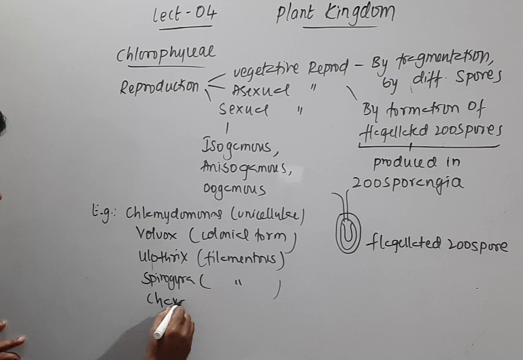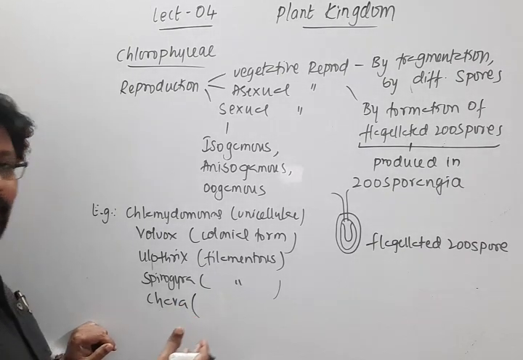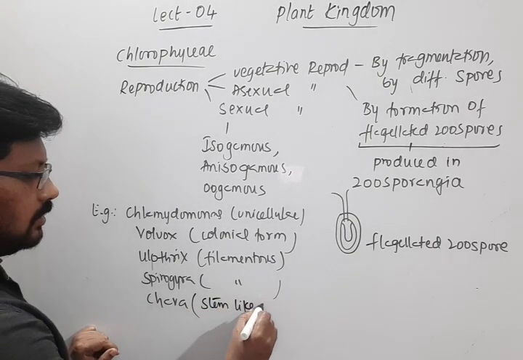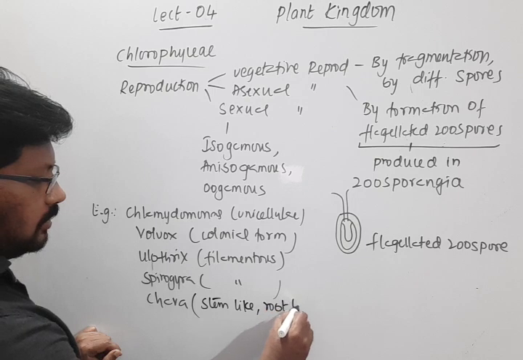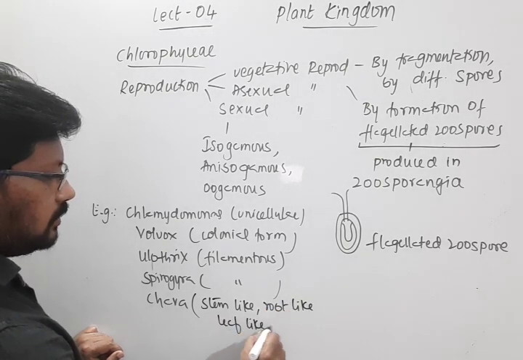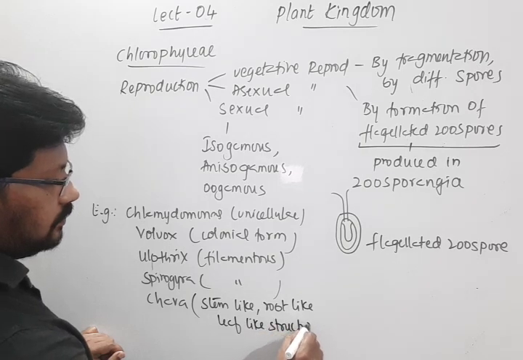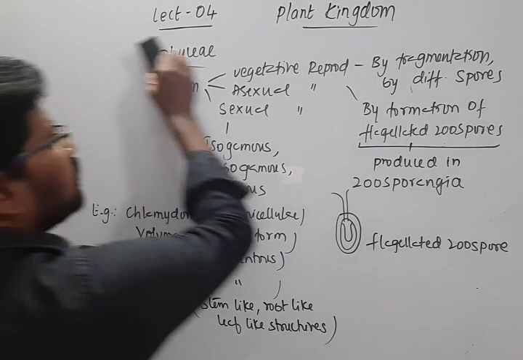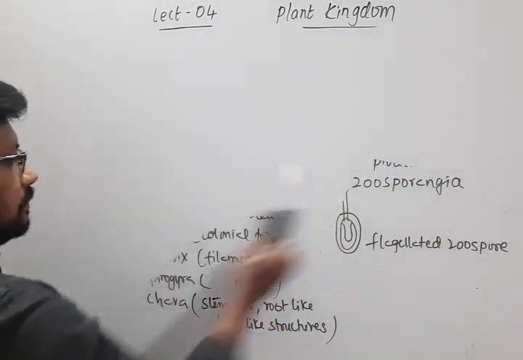And lastly, we have Chara, which resembles land plants in having stem-like, root-like and leaf-like structures. That's all about the characters of Chlorophyceae. Next we'll see about Phaeophyceae.